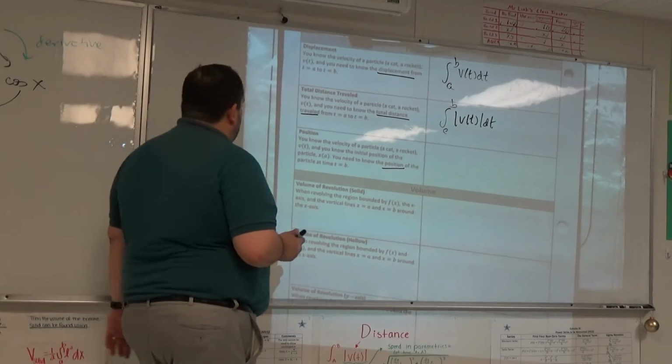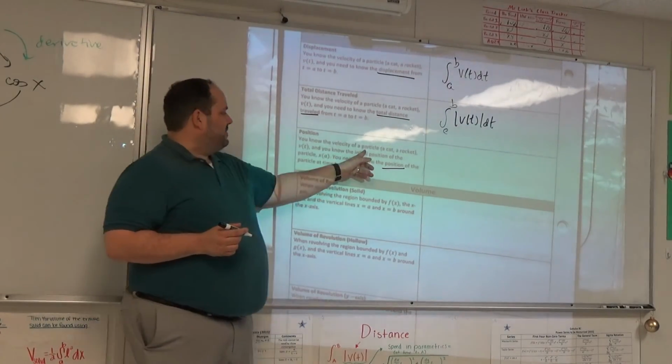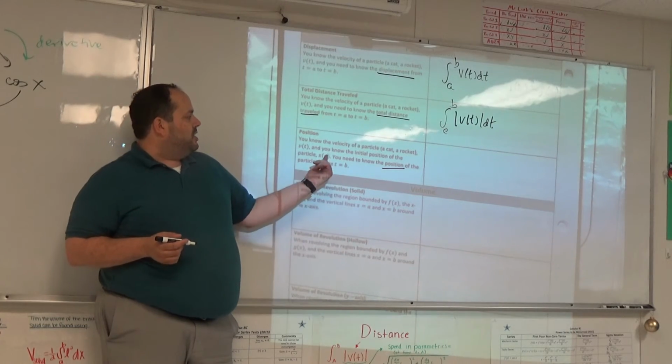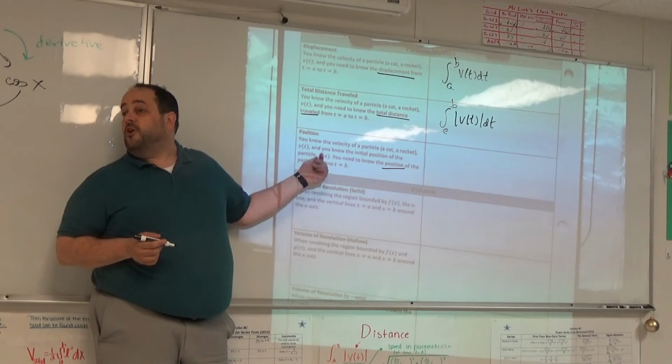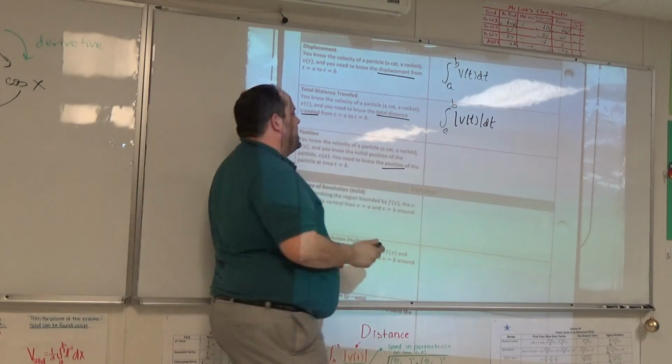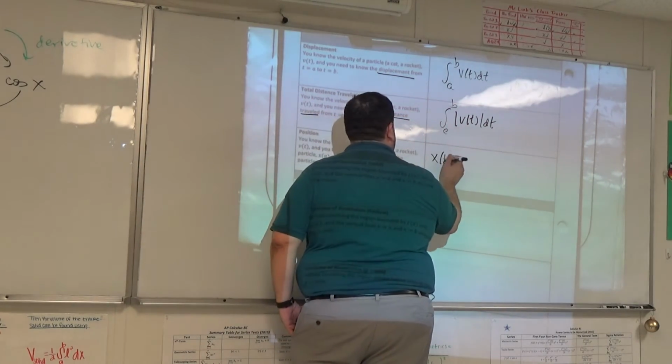Speed. Okay, position. You know the velocity of a particle, or a cat, or a rocket, whatever it is. You also know its initial position. You know how fast it moves. You know where it starts. How do you find the position at time b?